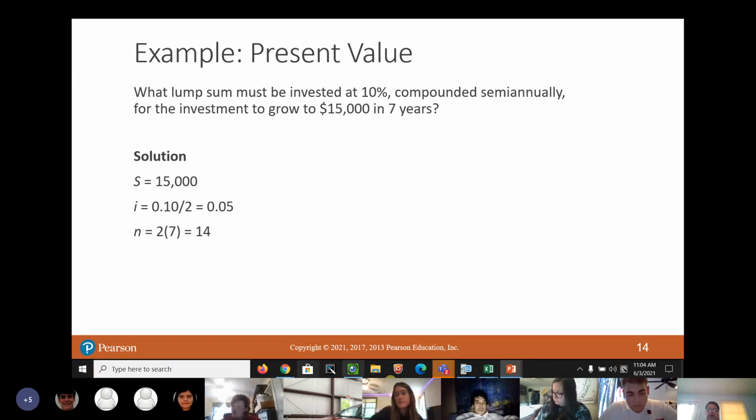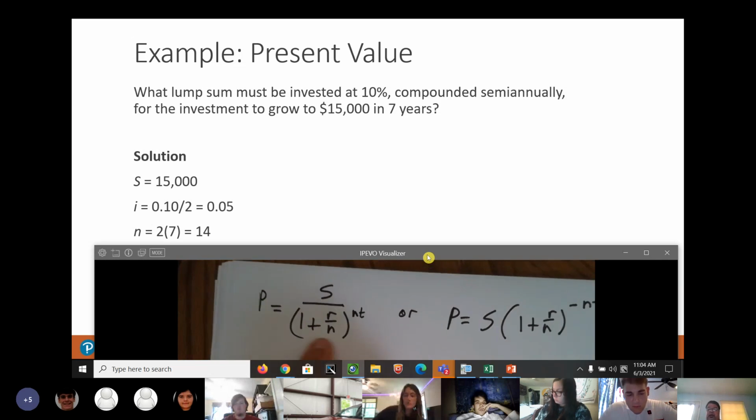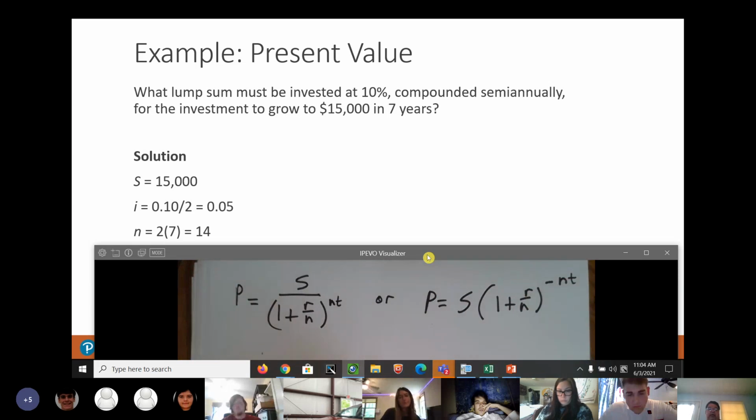Okay, so let's plug and chug. These books make me so angry. All right, so here's what the problem should look like. S is 15,000. So 15,000 divided by 1 plus R, which is 0.1, divided by N, which is 2, raised to the 2 times 7 power. Now that's a whole lot easier than what they had.